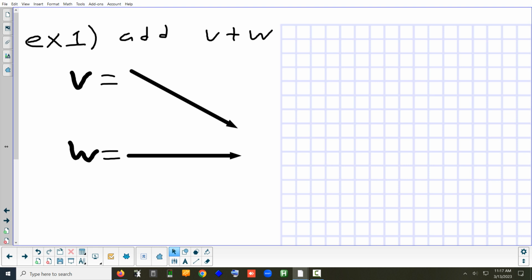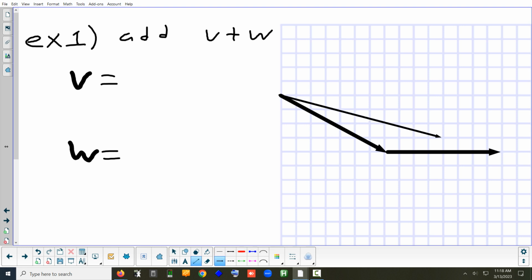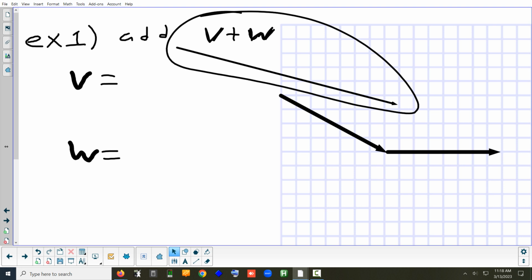You would place V on the graph. And then connect the initial point of W to the terminal point of V. All right, so plenty of space right about like that. And what do I do to finish it up? Connect the initial point to the terminal point, and that is what V plus W looks like. These should be bold, but we talked about that.